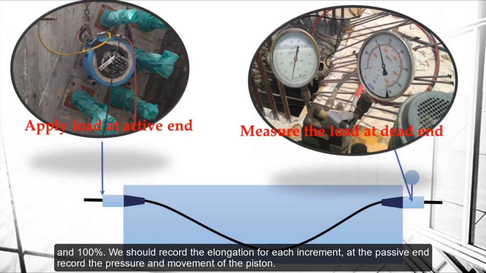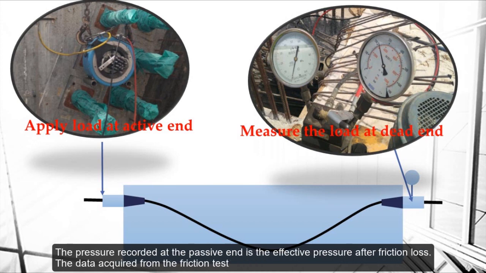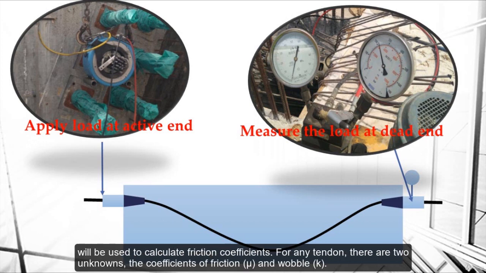We should record the elongation for each increment. At the passive end, record the pressure and movement of the piston. The pressure recorded at the passive end is the effective pressure after friction loss. The data acquired from the friction test will be used to calculate friction coefficients.